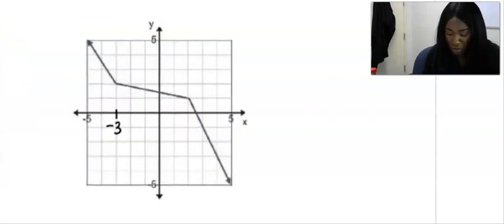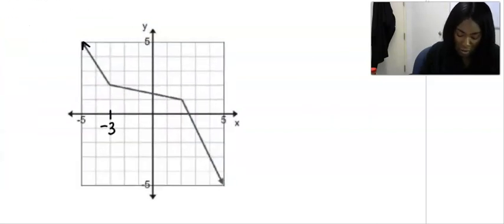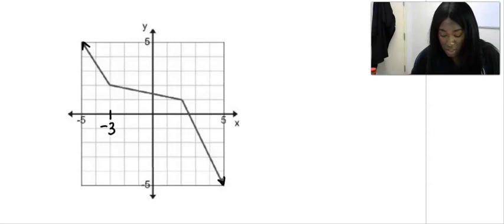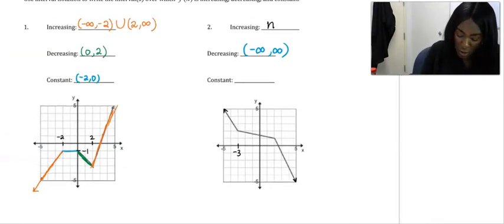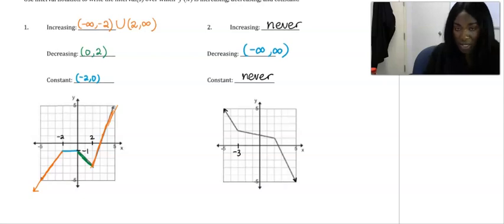And I'm making sure to use infinities because these arrows on the ends of the graph indicate that the graph does not stop. So this graph had no intervals of increasing. It was never increasing and it was never constant.